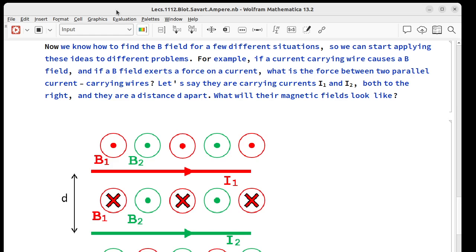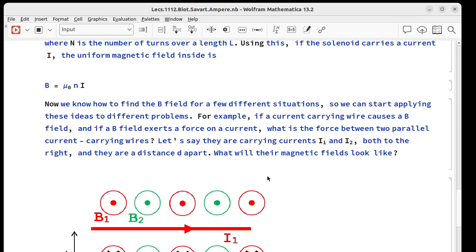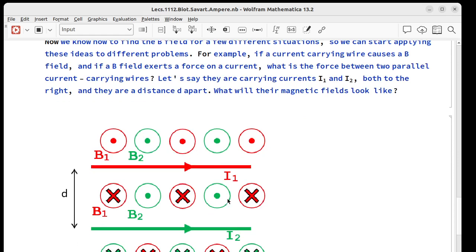In that case, there should be a force between two parallel current carrying wires. We'll say they're carrying currents I1 and I2, both to the right, and they're a distance little d apart. What will their magnetic fields look like, and then what will that cause in the way of forces between them? First, let's look at I1, which is red. Everything in red is related to I1.